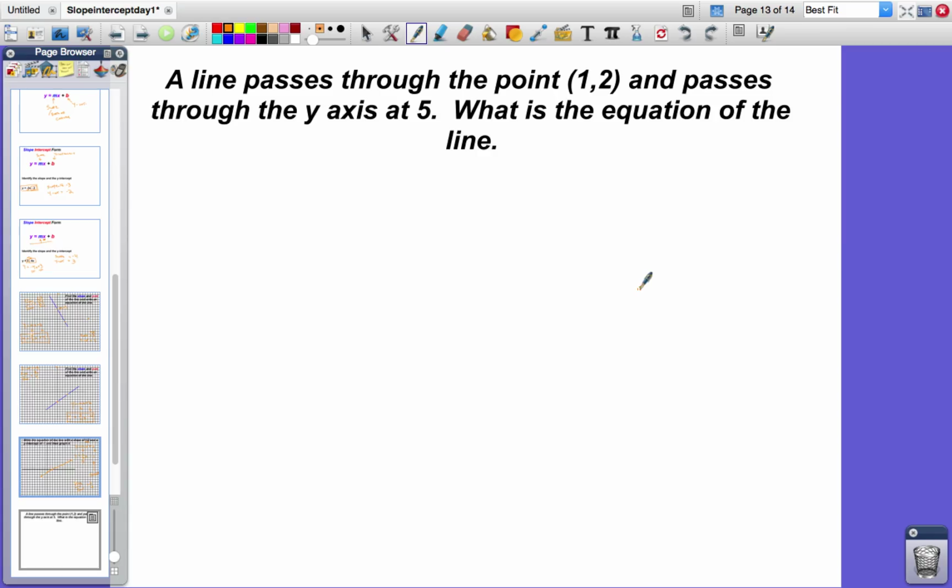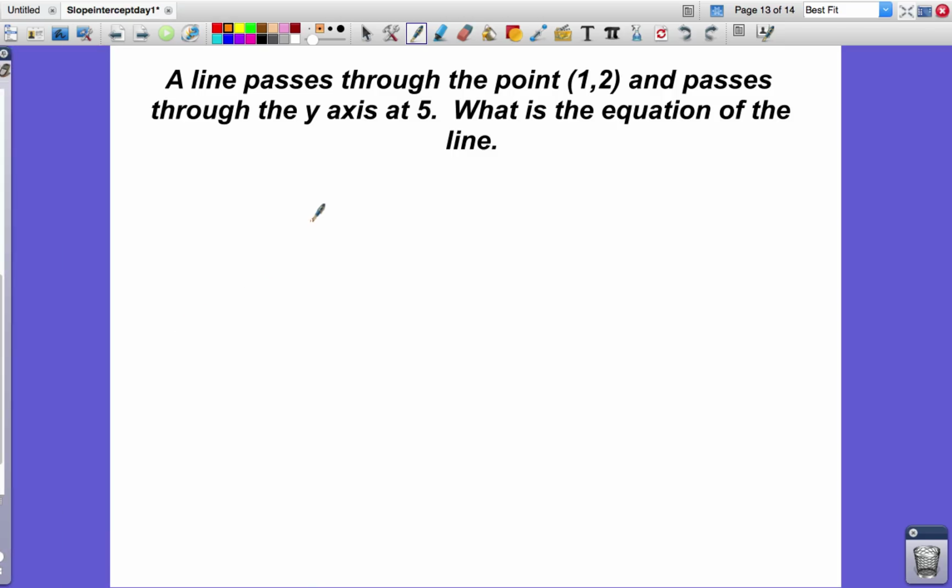Finally, one more problem I want to show you. A line passes through the point (1, 2) and passes through the y-axis at 5. What is the equation of the line? There's a couple ways to solve it, but the easiest way is to go ahead and graph it. If it crosses the y-axis at 5, 1, 2, 3, 4, 5, there's my y-intercept. My y-intercept is positive 5.